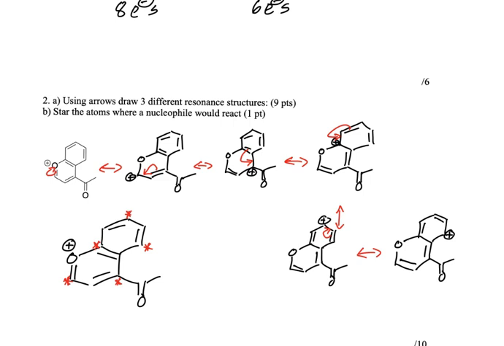One thing that I would look out for is folks starred the oxygen, and that is not where a nucleophile would add. Just because the oxygen has a plus charge doesn't mean it's electrophilic. It's those atoms next to it after you do the resonance forms to see where the plus charge could be in the rings. That's where a nucleophile would react.